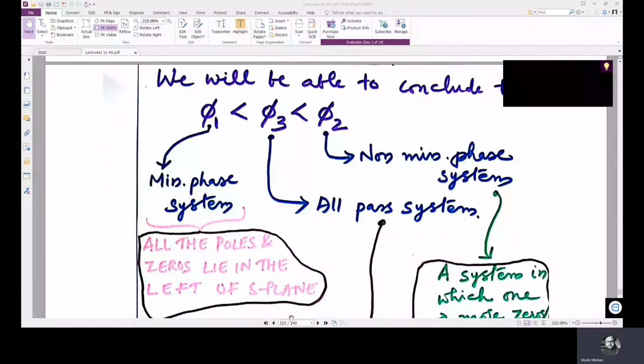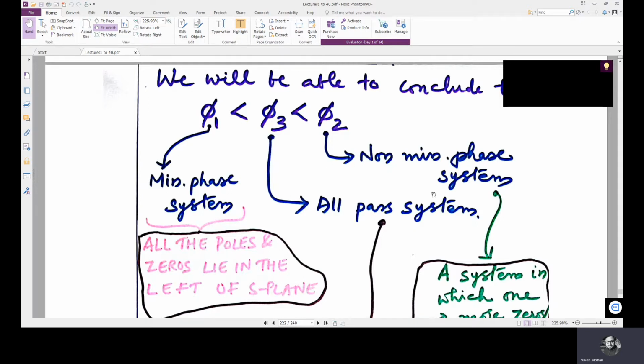In this lecture, we are going to study the classification of systems based on phase angles and the concept of gain and phase margins through polar plot. Let's see three cases here. In the first case, we have a system in which all the poles and zeros lie in the left of S-plane. Such a system is known as minimum phase system.